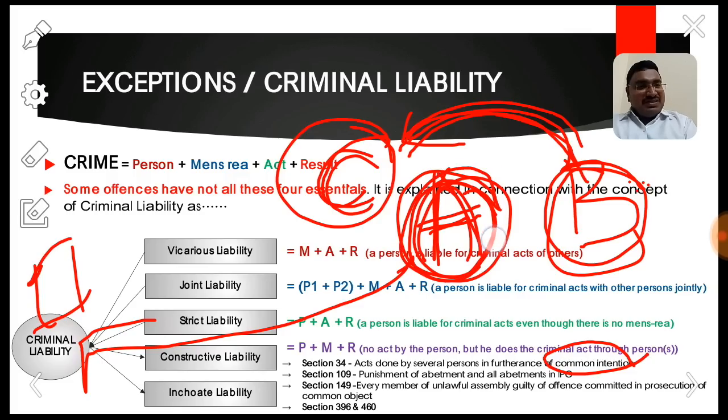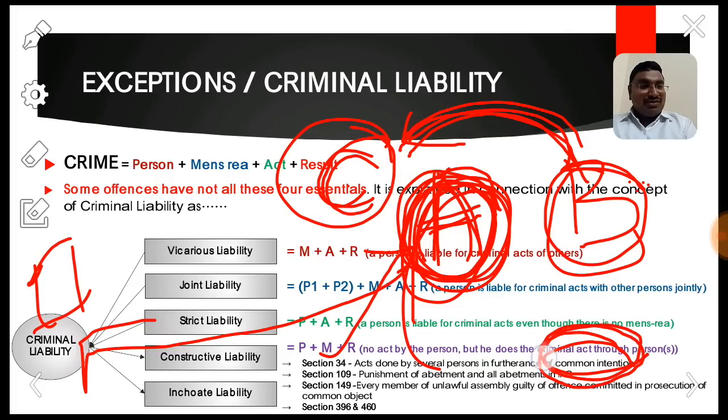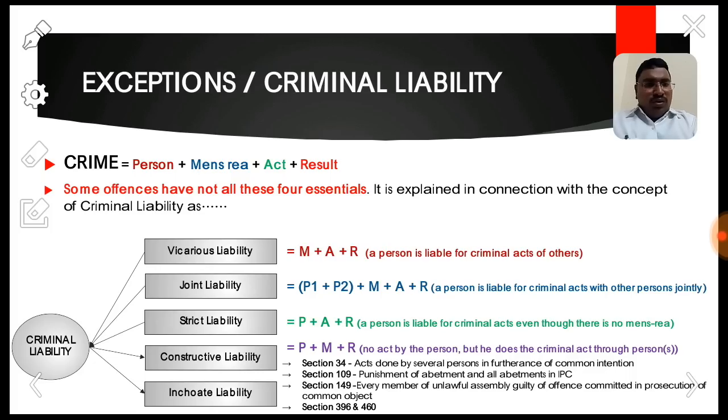His mental presence is fixed by the court. The court fixes certain liability on Mr. A because of his mental presence. Both have the common intention to kill someone. Section 109, which speaks about punishment of abetment, and all other abetments in the IPC, come under the concept of constructive liability.